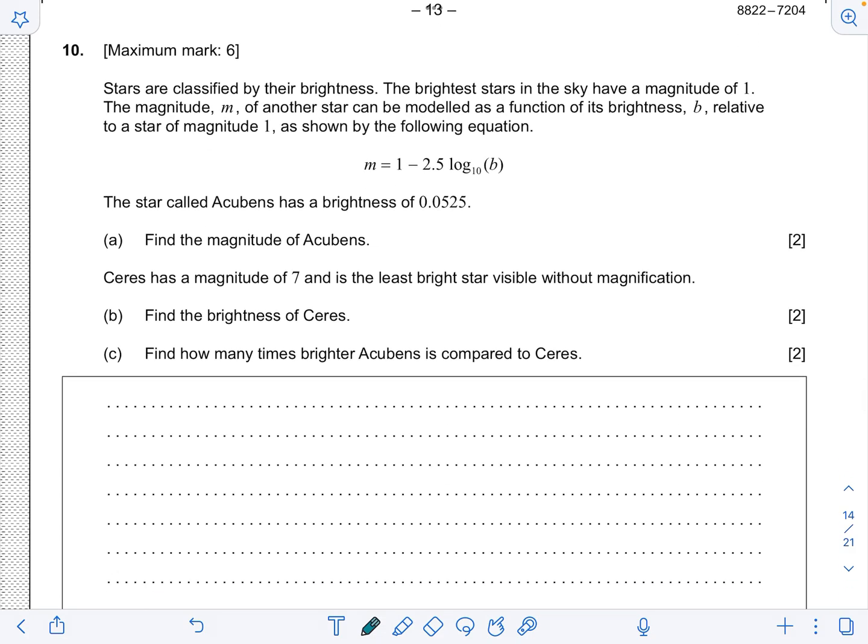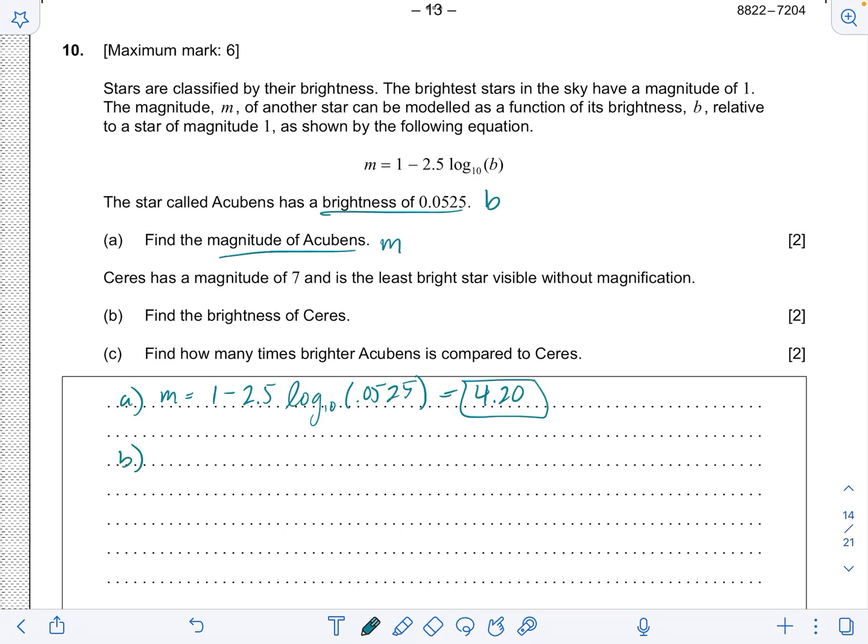Okay, here we have some log problems. And again, just try to read the problem and think about the input and output variable and use your graphing calculator or your technology as much as you can. Here we want to know the magnitude of Acubens, and we do know the brightness. So what we're solving for here is M, and what we're given is B. And all you have to do for part A is write m equals 1 minus 2.5 log base 10 of 0.0525. Type that into your calculator, evaluate it, and you get 4.20. And that's m, your magnitude.